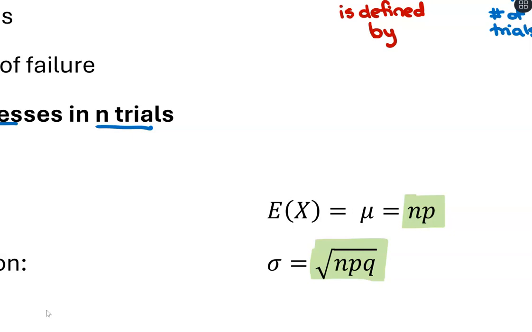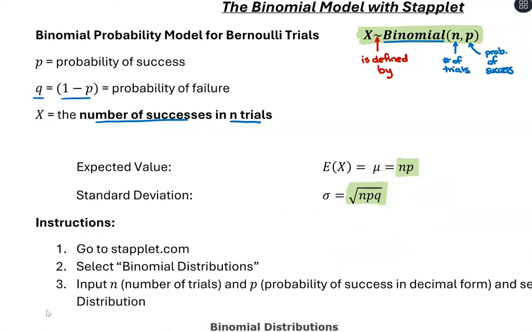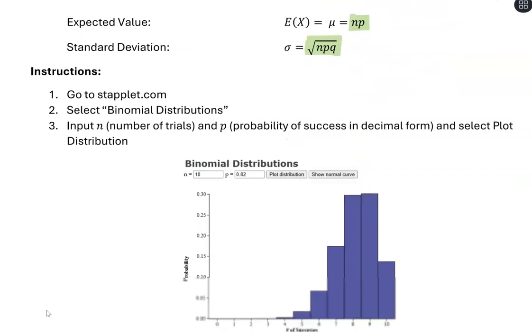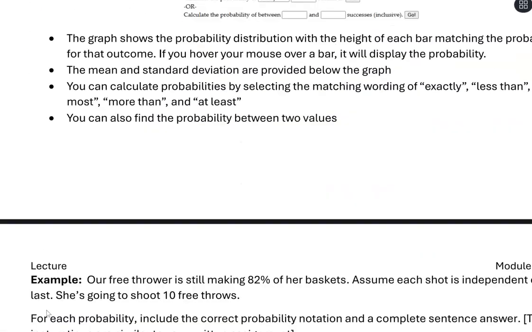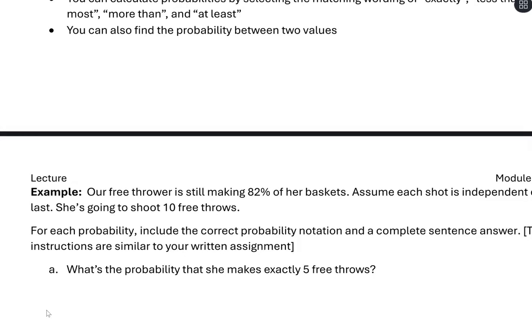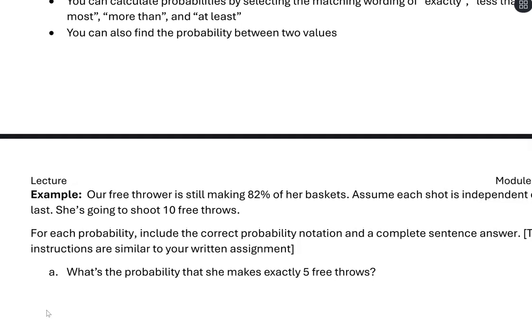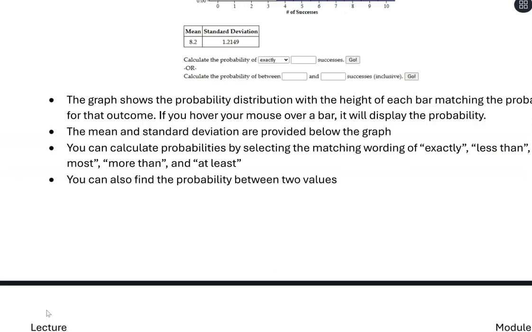Much more straightforward. Even then, when we get into Stapplet, when we plug in our value for n and value for p, it's automatically going to give us expected value and standard deviation. So we don't need to do the calculation, but the formulas really aren't too bad. So when we get to a question working with those, I'll show both ways. Okay, so let's talk about going to Stapplet and what it will tell us, and then also we'll go through an example with our free thrower making 82% of her baskets, and she's going to shoot 10 free throws.